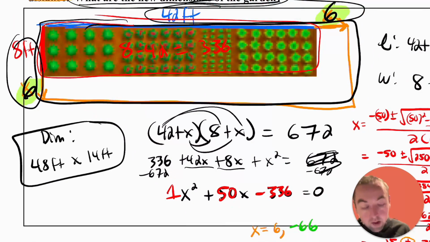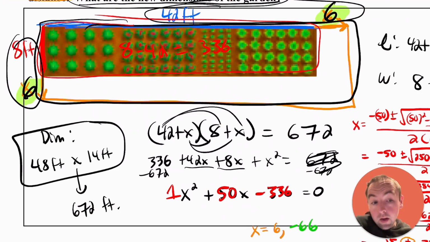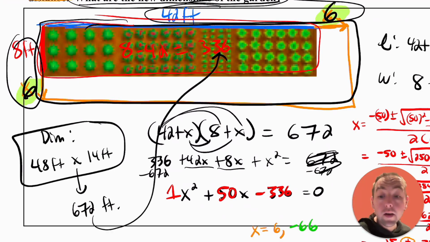And then just to make sure this also makes sense, we were supposed to double the area by adding this equal amount. So if you did 48 times 14, it should give you the new area, which is 672 square feet, which we wanted to be double the original area, right? And when you compare 672 to the original area of 336, it is indeed exactly double.